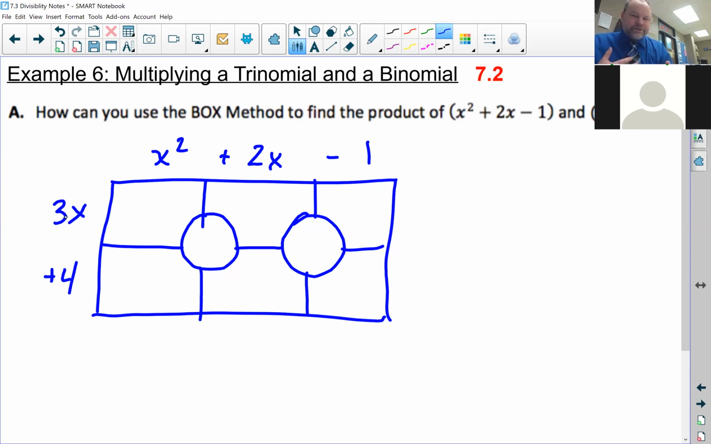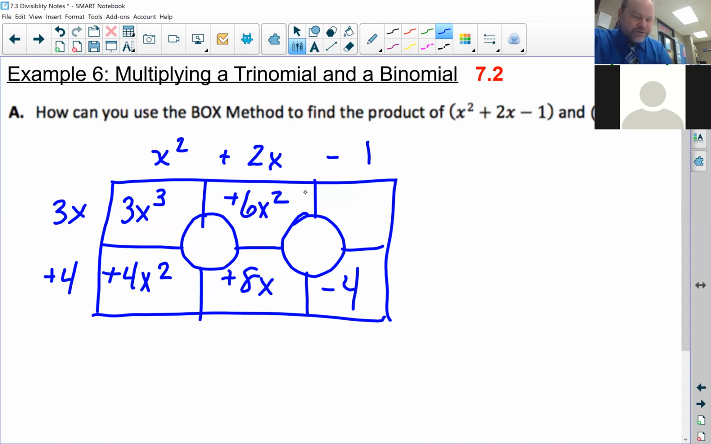And then multiply. And again, it doesn't matter what order you multiply in, as long as you get each of the terms of the trinomial times each of the terms of the binomial. So if you wanted to do the bottom first, you certainly could. You could do 4 times x squared. You could do 4 times 2x, that's plus 8x. Should say that's plus 4x squared. 4 times minus 1 is minus 4. 3x times x squared is 3x cubed. 3x times 2x is 6x squared, and it's positive. 3x times negative 1 is minus 3x.